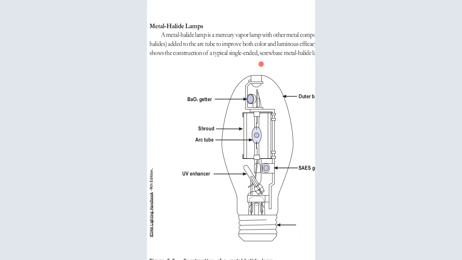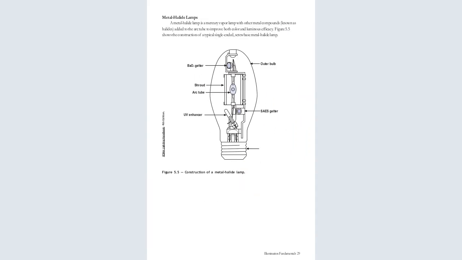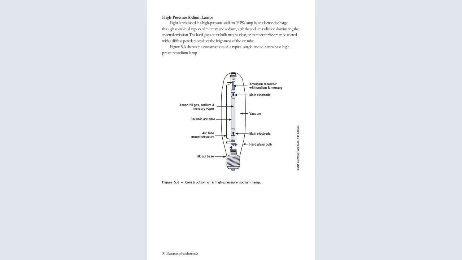What about the metal halide lamps? The metal halide lamp is a mercury vapor lamp with other metal compounds known as halides added to the arc tube to improve both color and luminous efficacy. This shows the construction of a typical single-ended screw-based metal halide lamp.